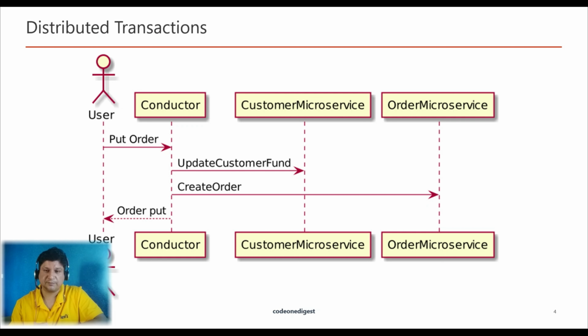But if we decompose our monolithic application in such a way that components participating in a transaction are part of the same microservice, there will not be any distributed transactions and there will not be any need to handle it. So the crux is, we should decompose our monolithic application in such a way that all the components participating in a transaction must be part of the same service.